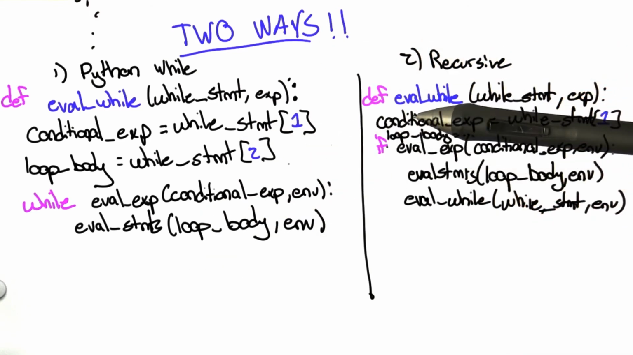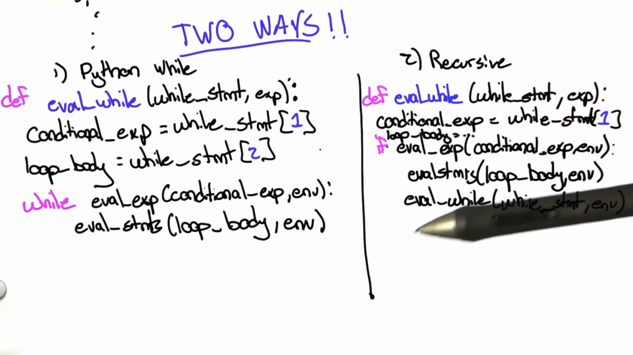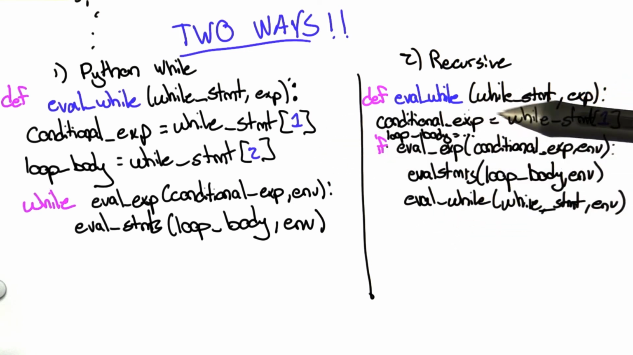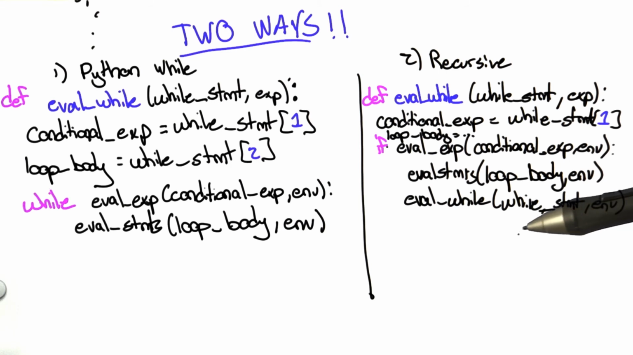And here's my recursive solution. The first two lines are copied right out of the Python while implementation, where we extract the conditional expression and the loop body in the same way. We then evaluate the truthiness of our conditional expression. If our conditional expression is true, we execute the statements in the while loop and then recurse on eval while.